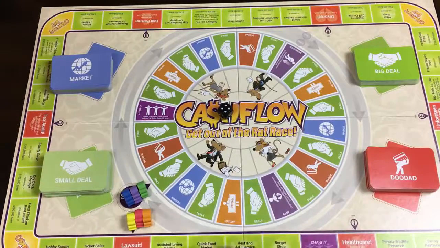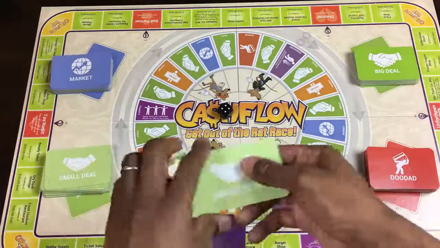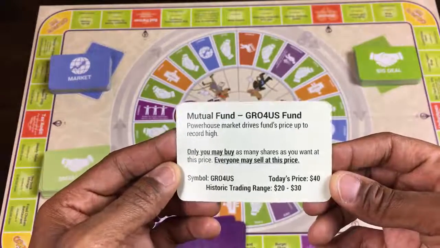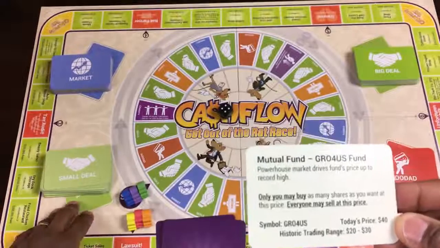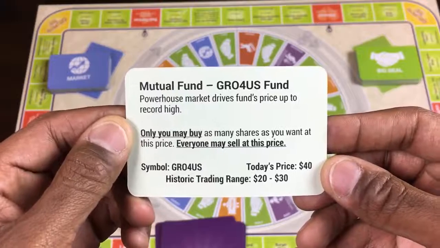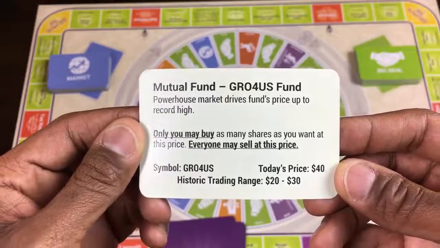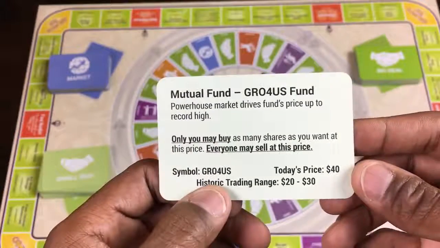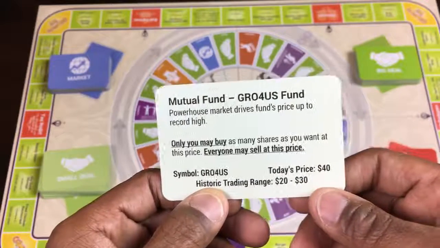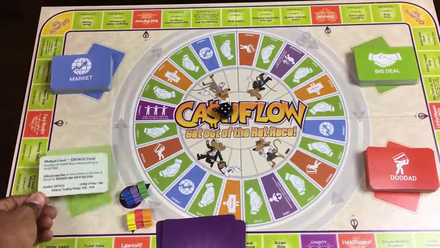Let's take a quick look at some of the cards, and that will give you an idea. Let's take a look at one of the small deals. Let's pick one of these. This small deal normally will cost between 0 and 6,000. We happen to pull a mutual fund here, Grow for Us fund. Powerhouse market drives fund's price up to record high. Only you may buy as many shares as you want at this price. Everyone else may sell. The symbol is Grow for Us. Today's price is $40, and the historic range is between 20 and 30. So it's up to you whether or not you would want to do that, if it goes with your philosophy or not, but that's just one of the examples.